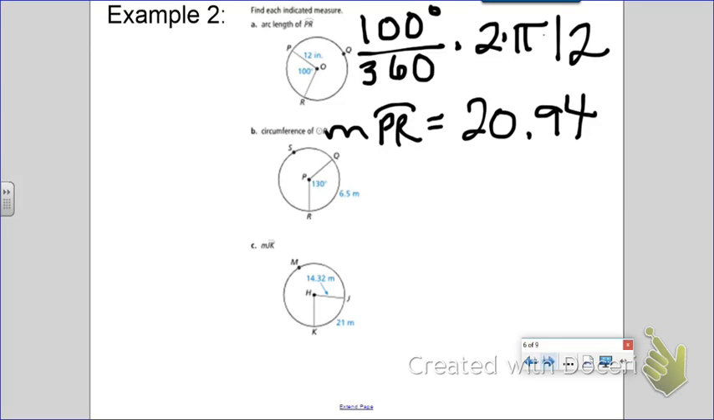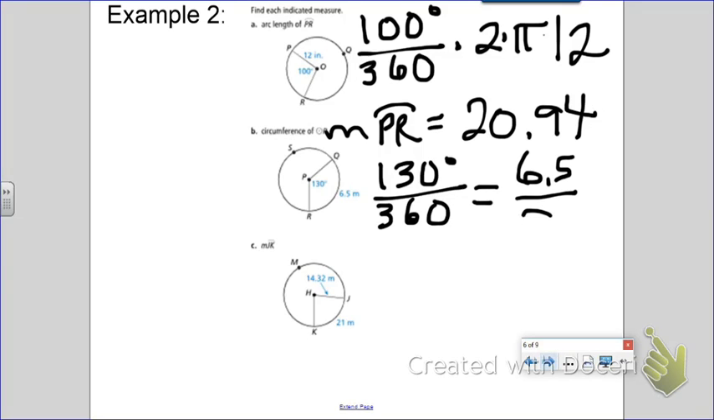In our next example, we're finding the circumference of the circle. So for this one, we have 130 over 360. We set that equal to our arc length, which is 6.5 over the circumference. We're going to cross multiply and solve for circumference on this one. So we'll cross multiply 360 times 6.5, and then divide that by 130. We get 18 for the answer. So the circumference is 18.